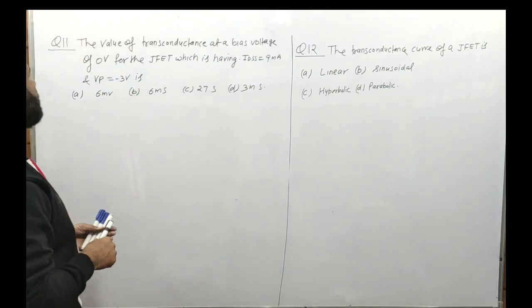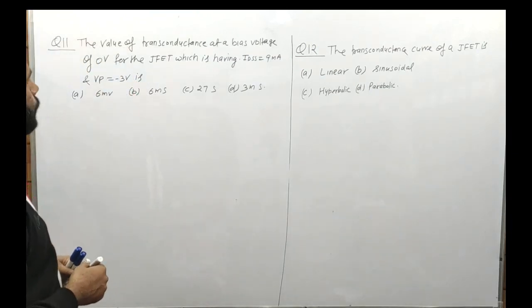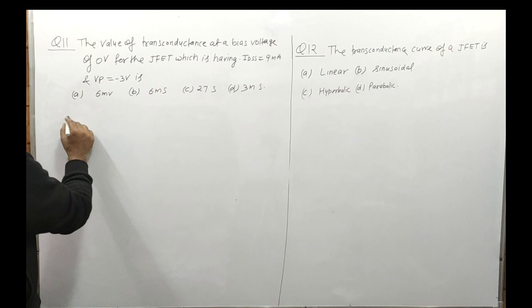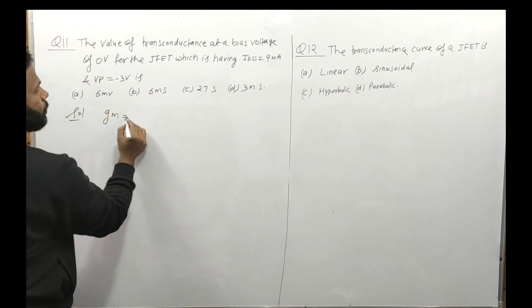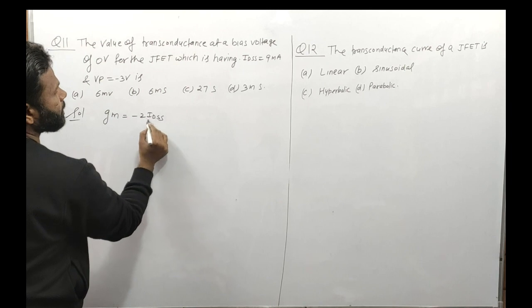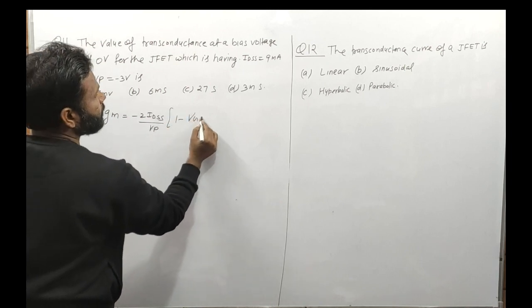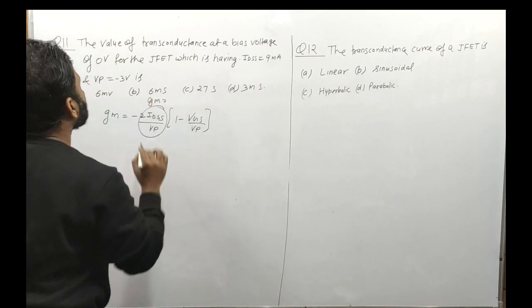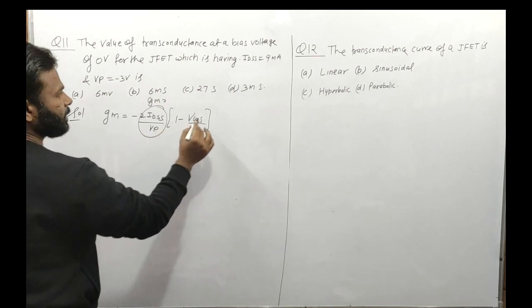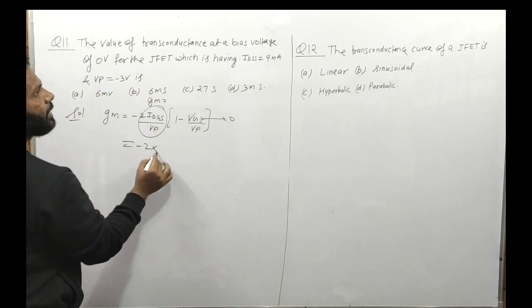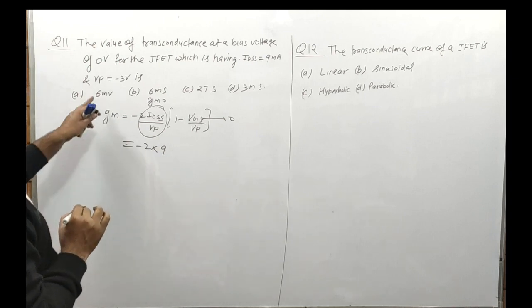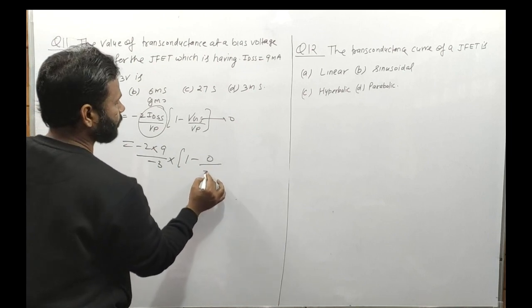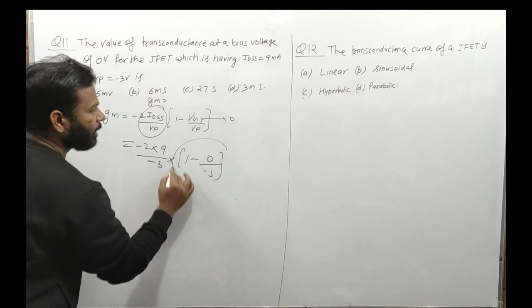Now let's take the 11th and 12th questions. The value of the transconductance at a bias voltage of 0 volt for the JFET which is having IDSS 9 milliampere and VP is -3 volt is. So if you remember, gm equals -2 IDSS upon VP times (1 minus VGS upon VP). This was the formula. That's called maximum conductance, gm naught. Clear? So what is the bias voltage? Gate to source voltage is given as 0 volt, so it is -2 into IDSS, which is 9 milliampere, and VP is how much? -3. So 1 minus 0 upon VP is how much? -3. So it is 0.